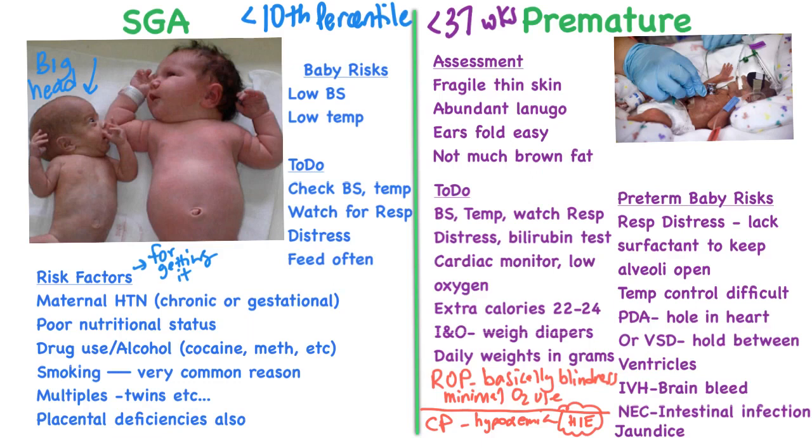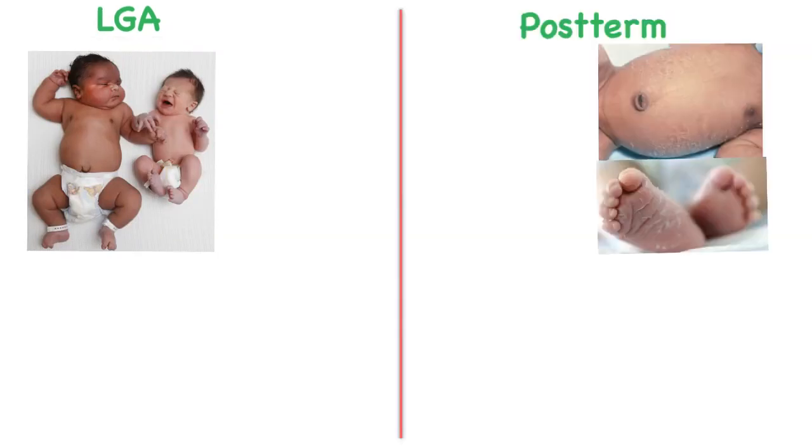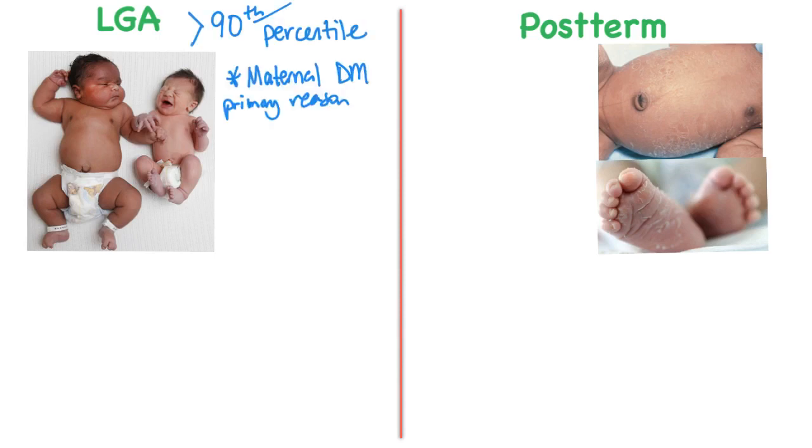On the other end of the spectrum, we have the LGA baby, or large for gestational age, and the postterm newborn, which is greater than 42 weeks gestation. The LGA baby means that the baby is over the 90th percentile for their gestational age. The most common reason for this is maternal diabetes, which makes big babies. It can cause delivery issues like shoulder dystocia, and oftentimes they're delivered by C-section.